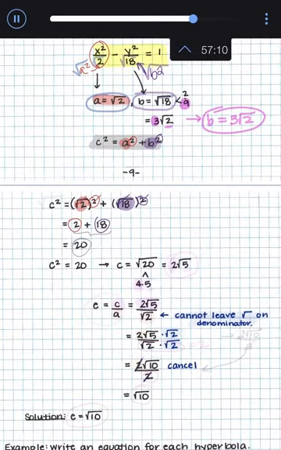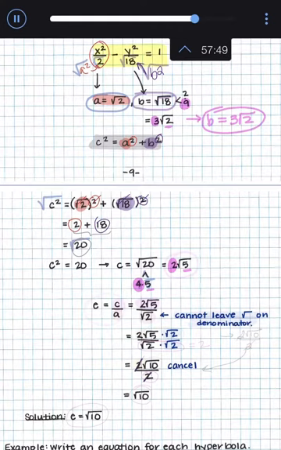But be careful, that's c squared, not c. If you want to find c, you still have to take the square root of both sides, which gives you that c is equal to the square root of 20. Be careful, that's not done, because you can break down 20 into 4 times 5. You can, luckily, take the square root of 4. The square root of 4 is 2. You cannot take the square root of 5, so that has to stay inside of the root. But at least now you have a, b, and c.